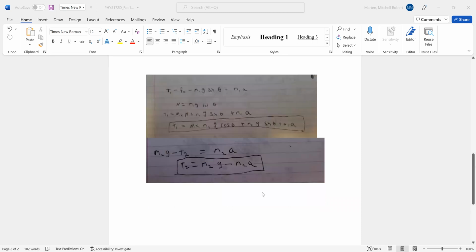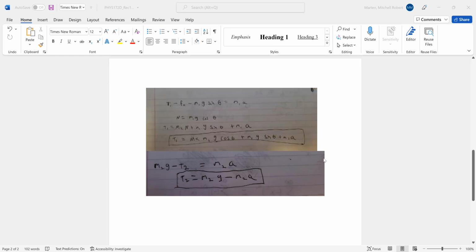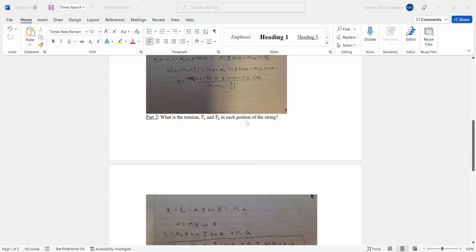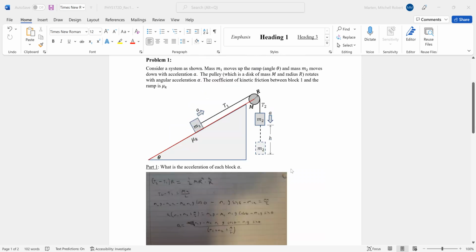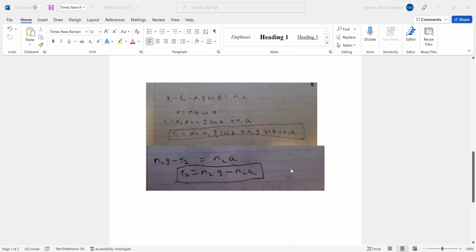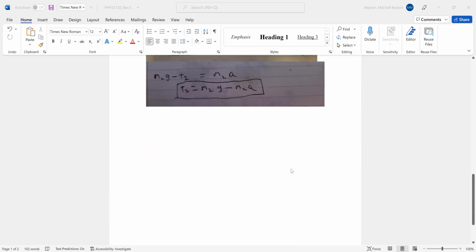T2 is a lot simpler because it's just hanging by the rope. So M2G minus T2 is equal to M2A. So solving for T2 here, again you get M2G minus M2A. Take those two tensions, plug them back into the top, and then solve for A. Takes a lot of algebra. And then you get that A is equal to M2G minus mu_k M1G cosine theta minus M1G sine theta, over M1 plus M2 plus big M over 2, where big M is the mass of this pulley. But yeah, that's basically the way that I did that, and it's just one problem.